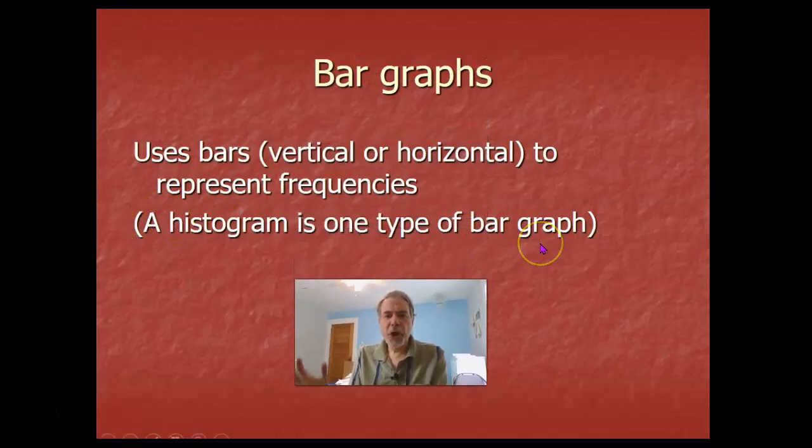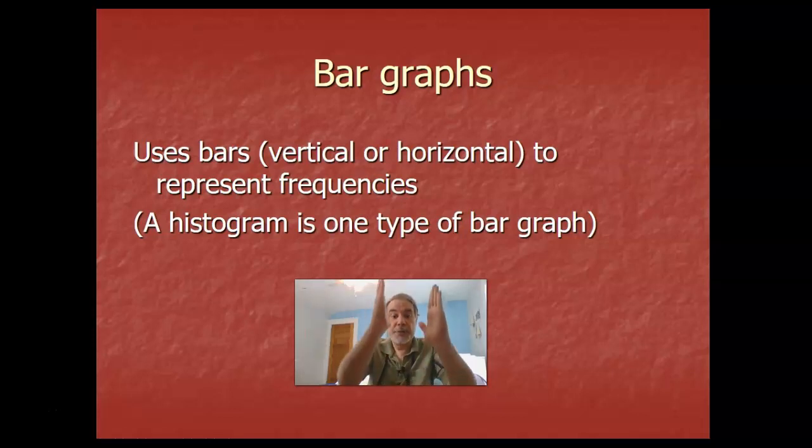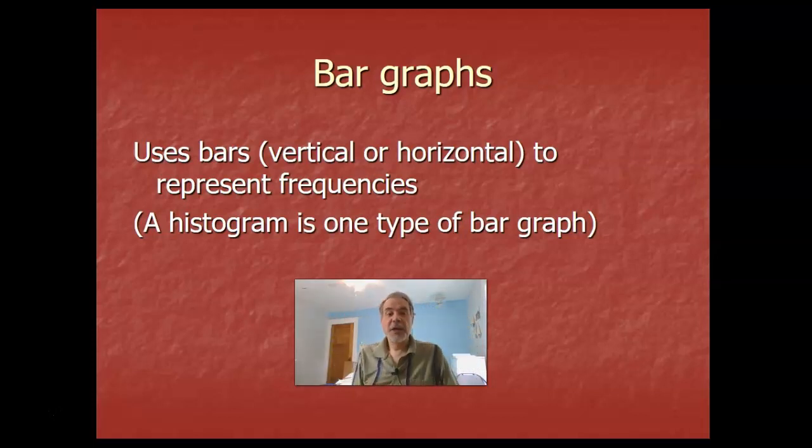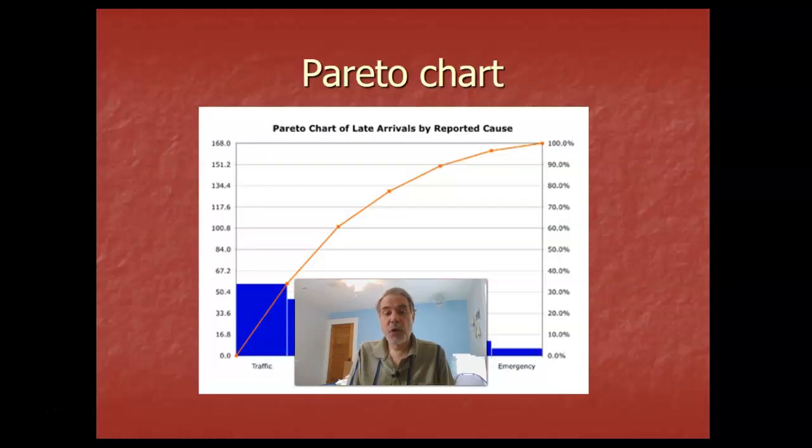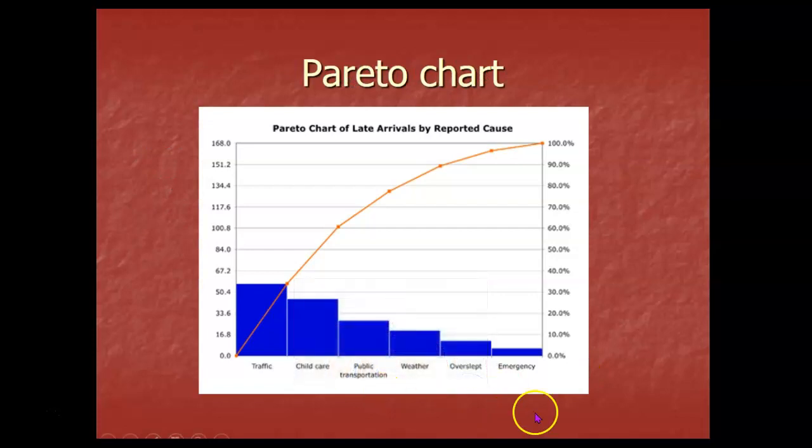So first of all, bar graphs are graphs that use bars, either going up vertically or across horizontally, to represent frequencies. So a histogram is one type of bar graph, but there are other bar graphs that aren't histograms. And one specific kind of bar graph that we're going to talk about here is what's called a Pareto chart.